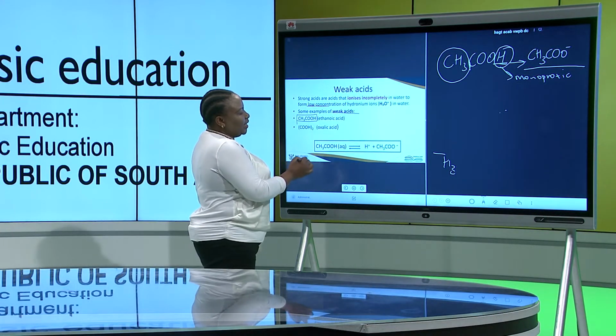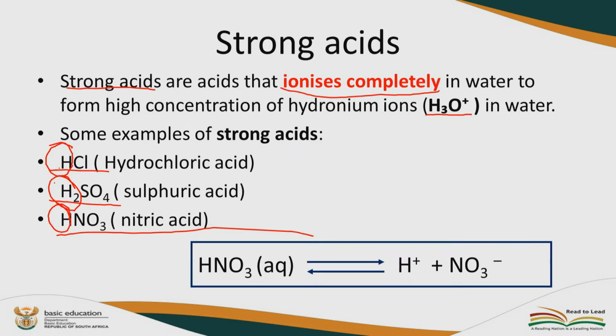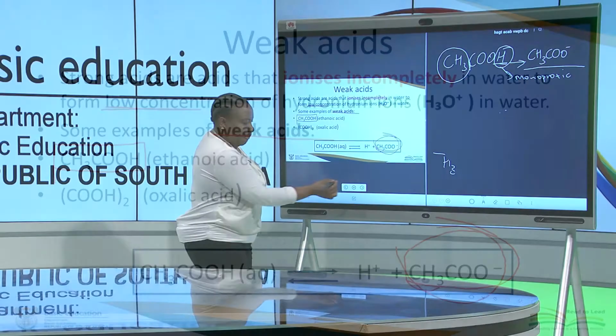Now, the oxalic acid and the nitric acid. So this is how nitric acid actually ionizes. And you can see that nitric acid became H plus and NO3 minus. The content that was left after the hydrogen was removed is less as compared to the content that will be left after the ethanoic acid has ionized. And therefore, that is why we are saying ethanoic acid is a weak acid, because it ionizes partially.